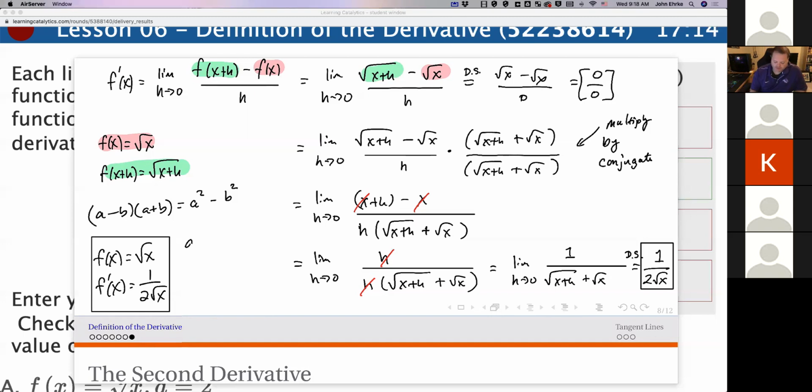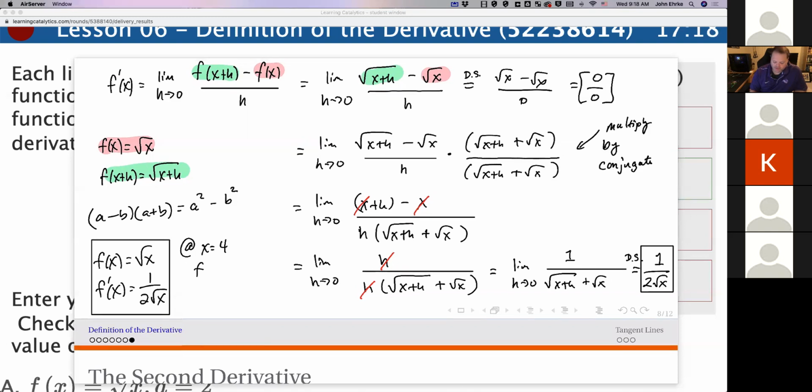For instance, if I was looking at, say, x equal to 4, then I know my function gives me a position of square root of 4, which is 2, right? I can think of this as position. But the derivative gives me 1 over 2 square root 4, which is 1/4. I can think of this as velocity or rate of change. So that's what this formula is giving me. It's giving me the velocity associated with a position somewhere on the graph.